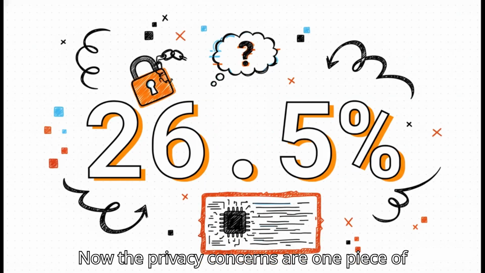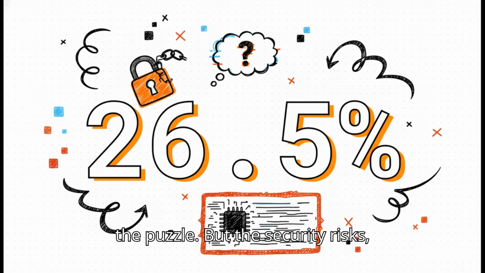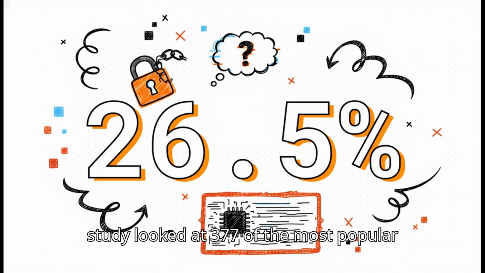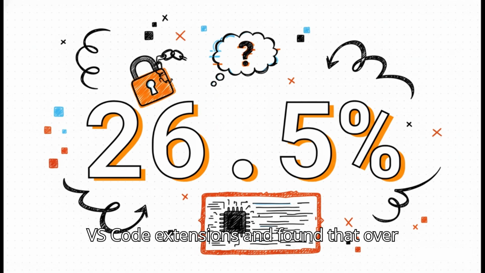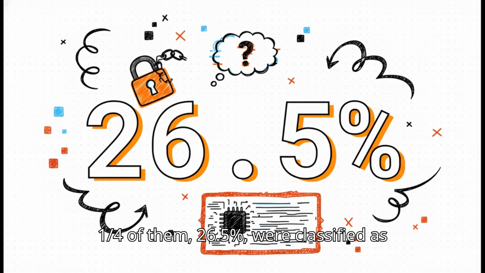Now, the privacy concerns are one piece of the puzzle. But the security risks, that's a whole other story. A recent study looked at 377 of the most popular VS Code extensions and found that over a quarter of them, 26.5%, were classified as high risk.